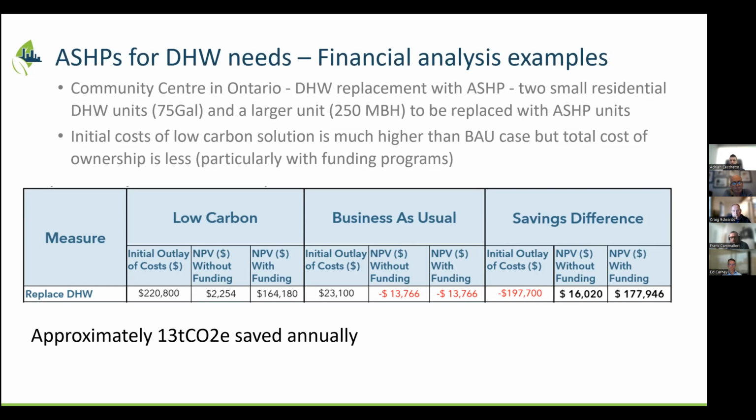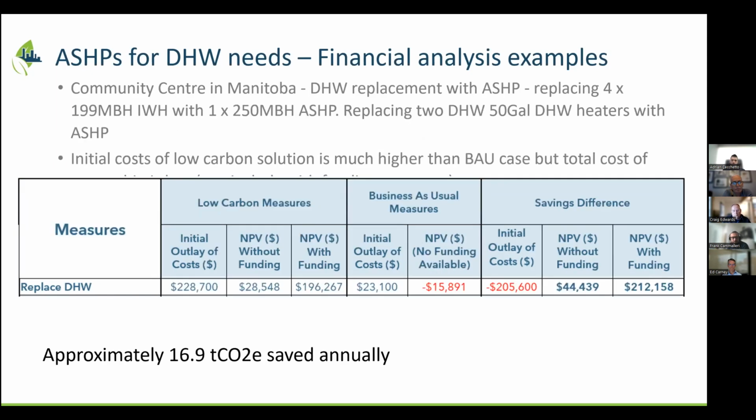The other thing I wanted to talk about is another example. We wanted to look at a different province, which has slightly different utility rates, a little bit lower on the electrical side, which tends to make the economics look a little better. So that was just an Ontario example. This one, again similar to the other case, has initial costs that are quite a bit higher. However, in this case, because the electrical costs are lower in the province of Manitoba, that affects the overall costs of it.